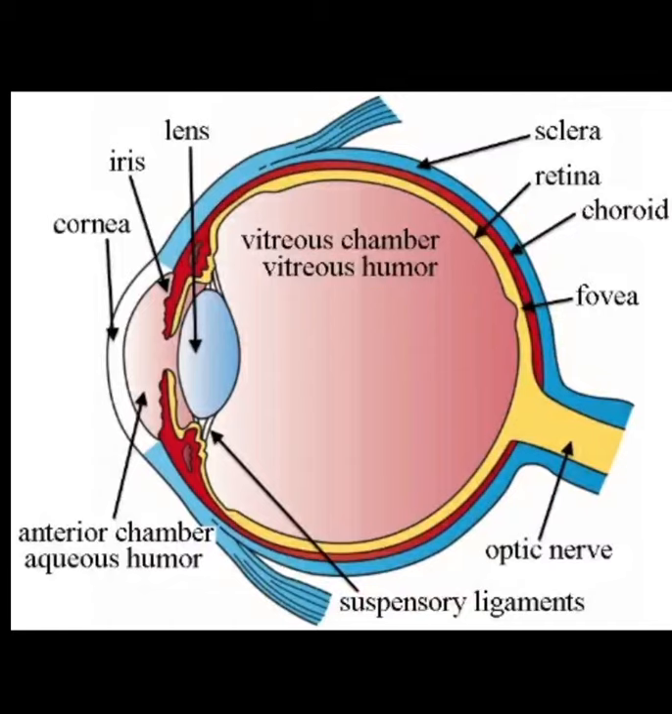With this, we have completed all the structures which are related to our eye wall. Revise it thoroughly. Next, we are going to start with how do we see.